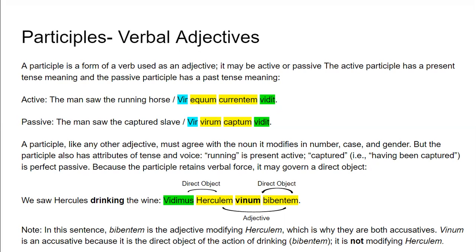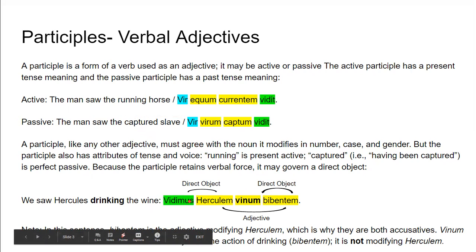All right. Now, let's add another degree of complexity to this. Because participles are verbal adjectives, as a verb they can take a direct object, they can take adverbs, they can take prepositional phrases, they can take anything that modifies them in the same way that an ordinary indicative verb is modified. So we see in this sentence here, vidimus Herculem vinum bibentem. So the main core of the sentence is vidimus, we see, or sorry, we saw.